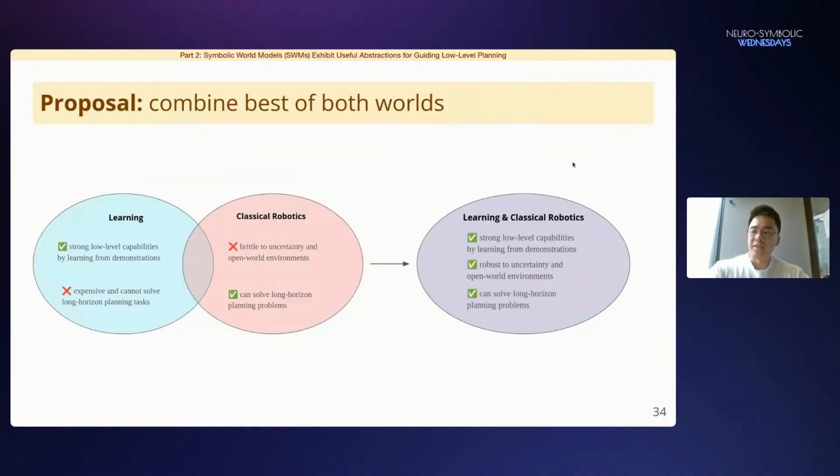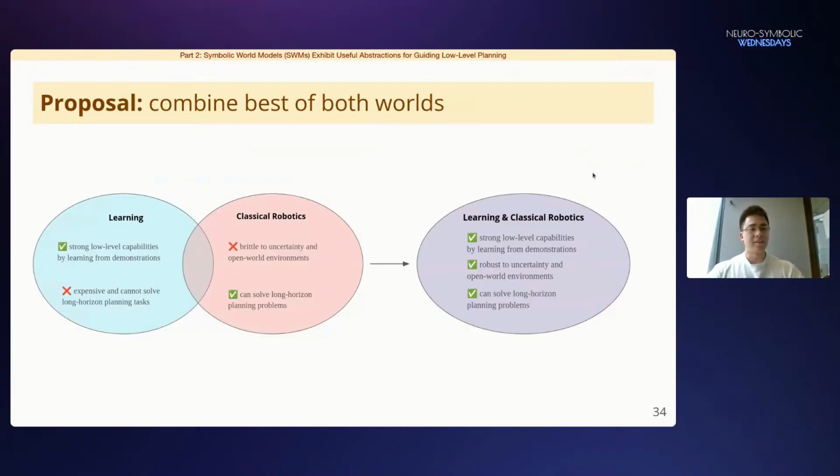So our proposal in this second half of this talk is, okay, let's combine the best of both worlds. So we have the neural part of learning and the symbolic part of classical robotics. So like in Neuro-Symbolic Wednesdays, we're going to do some neuro-symbolic stuff. And we're going to combine learning and classical robotics.